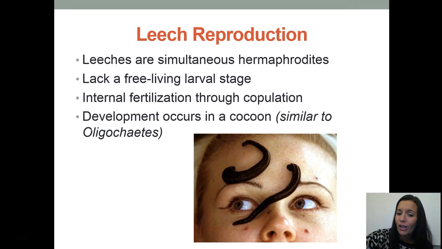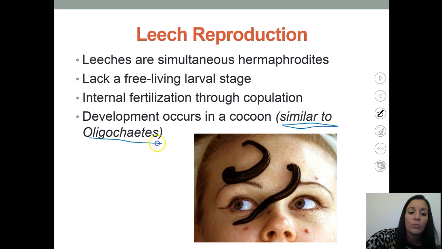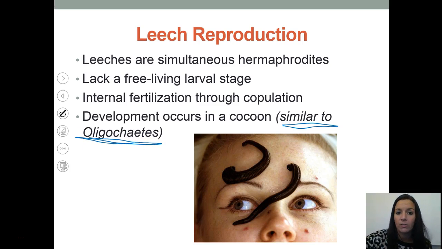And their reproduction, so they're simultaneous hermaphrodites, and they don't have a free-living larval stage, just like the earthworms. They do internal fertilization, however, and they do that through copulation. And they do develop in a cocoon, which is similar to the earthworms that we discussed. And that is all for your notes.